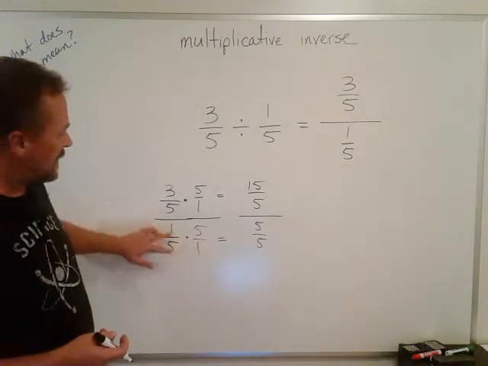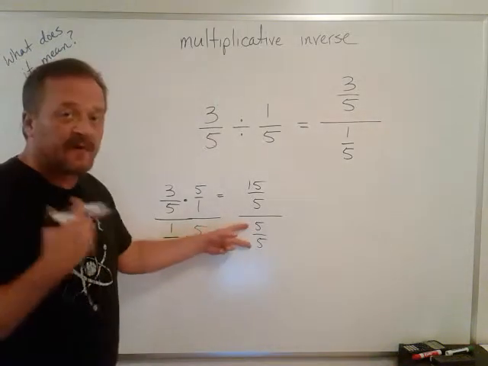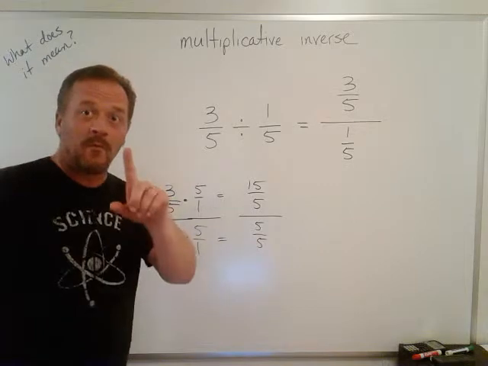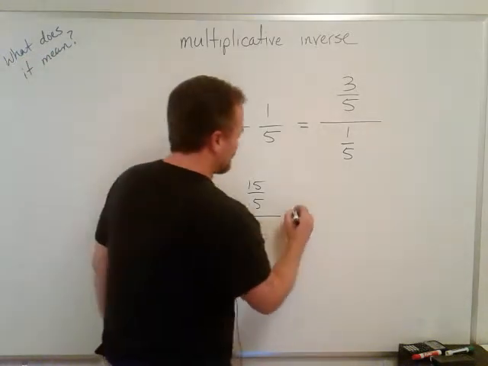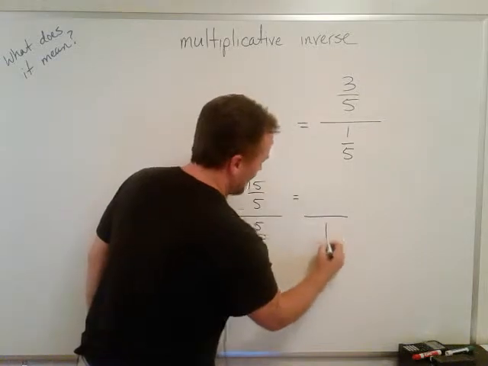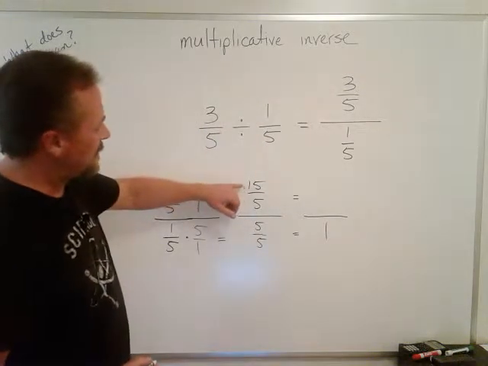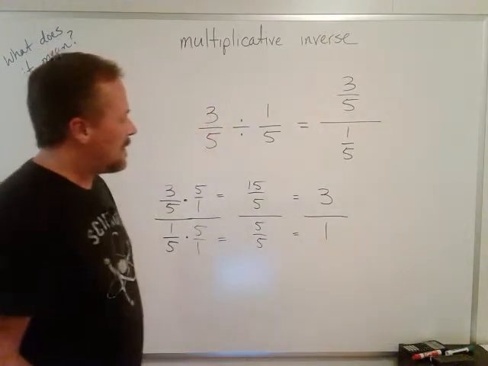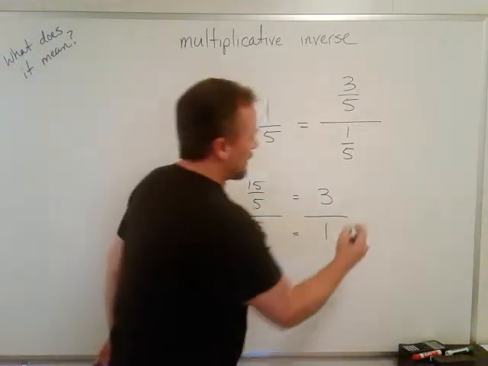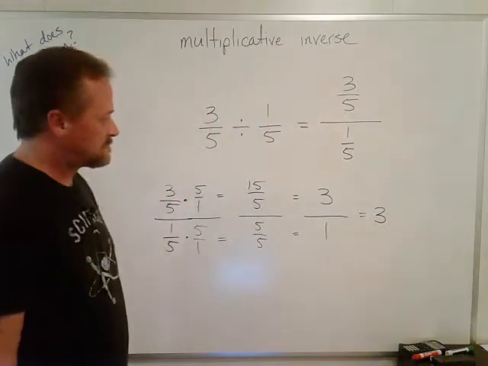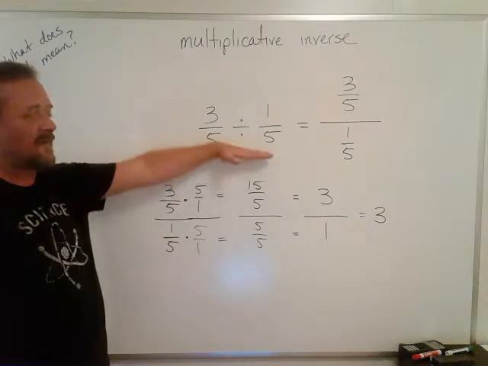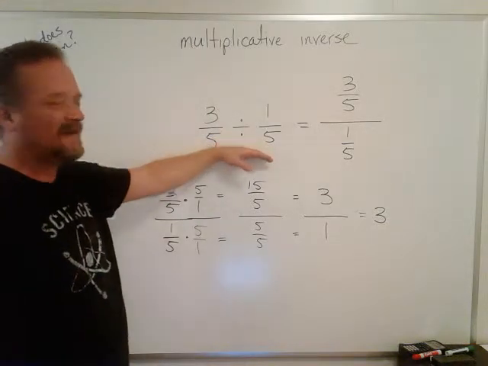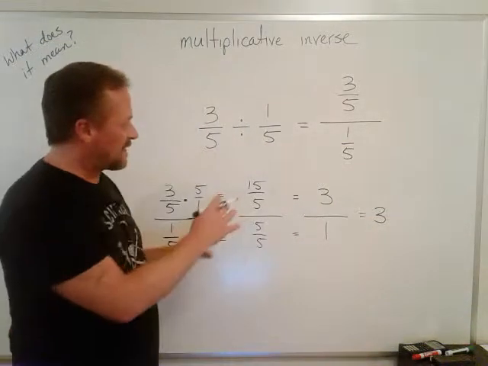And notice that multiplying 1/5 by its reciprocal helped me reach my goal, because 5 over 5 is the same as what whole number? 1, right? So I have 1 here, and here I have 15 divided by 5 is 3. And this is the same as just writing 3. Okay? Is that the answer to this? Indeed, it is.